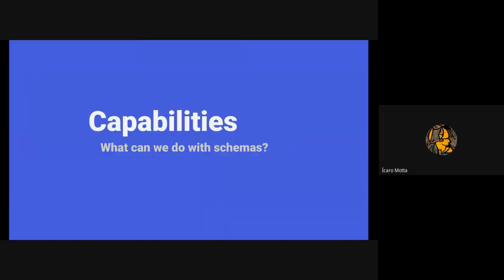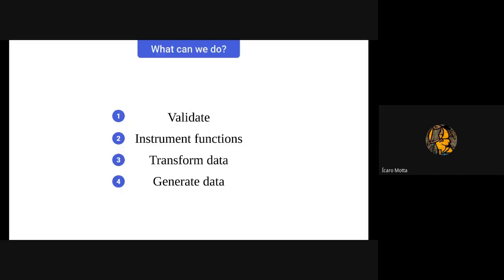Okay, so that was all about the syntax. It's actually pretty simple. It's always the same, and you can nest them however you want. Now, what can we do with these schemas? In general, we can derive value from 4 categories. We can validate data, instrument functions, transform, or generate data.